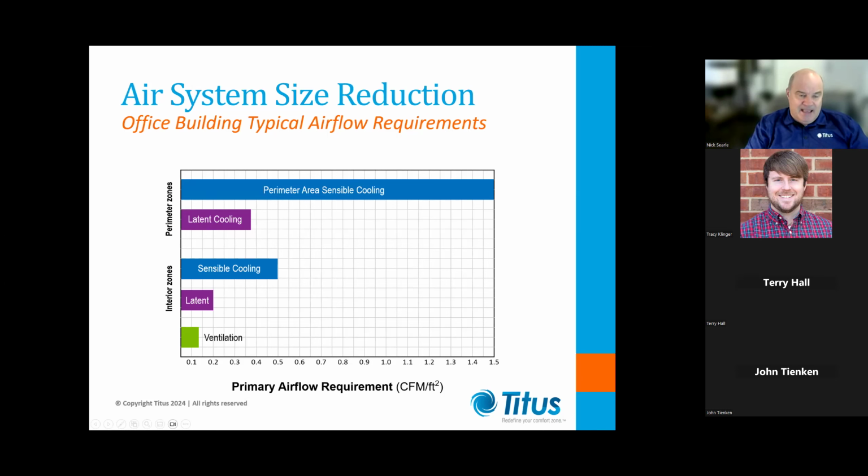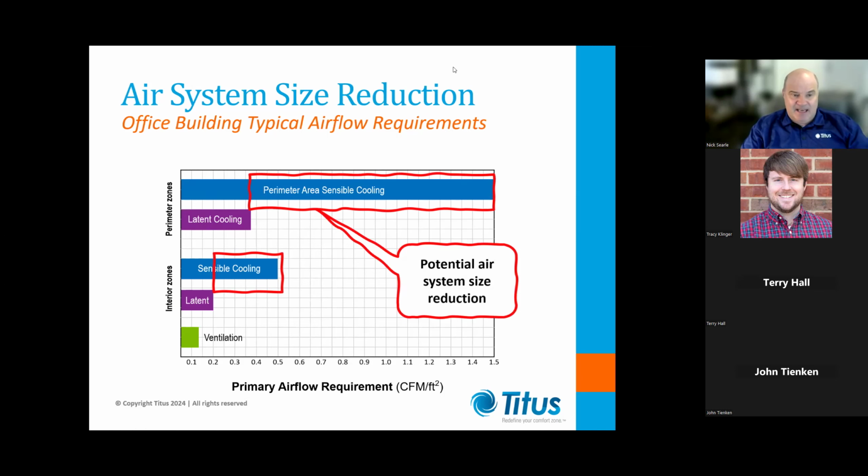So the point I'm making is that these areas here, this extra air here that we're using for the sensible cooling, that is where we can eliminate air system size. So as you can see, it's quite vast on the perimeter. We could reduce all the way down from 1.5 CFM a square foot to about 0.4 to 0.5. So in some cases, as much as 1 CFM a square foot can be taken out of the system.